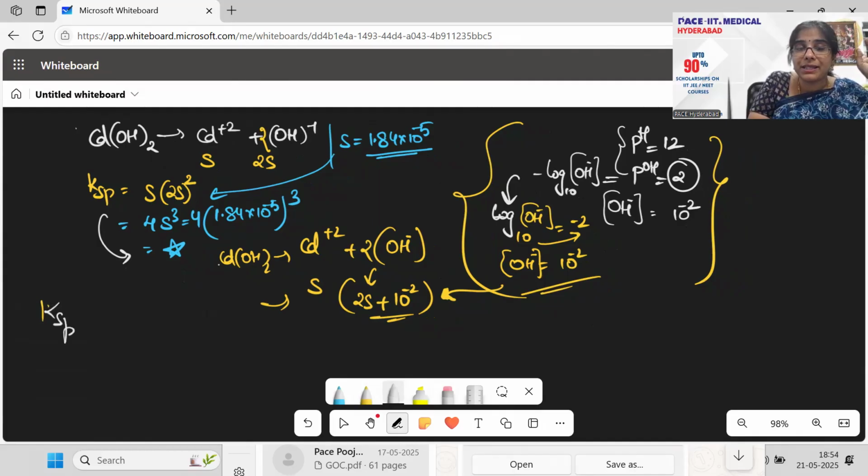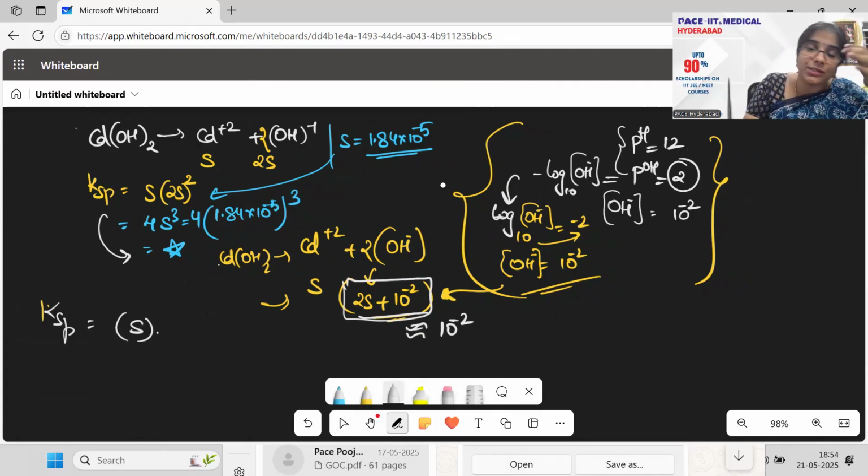So now Ksp is equal to S times, now this part, this star value, this box value, (2S + 10^-2). I almost equated it to 10^-2 because of the solubility product; the S value is very, very small, going to 10^-7 or 10^-5, very small as compared to your 10^-2, so negligible. I would neglect that. So this is my S, and this is my 10 to the power minus 2, so S will remain the same, which we do not know, into (10^-2) squared, right?